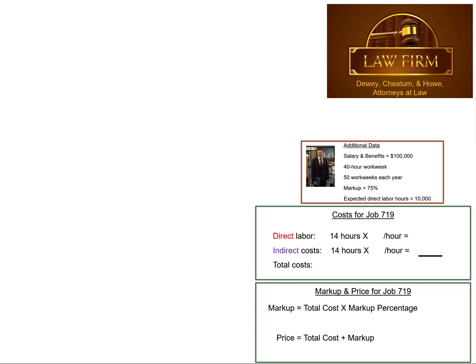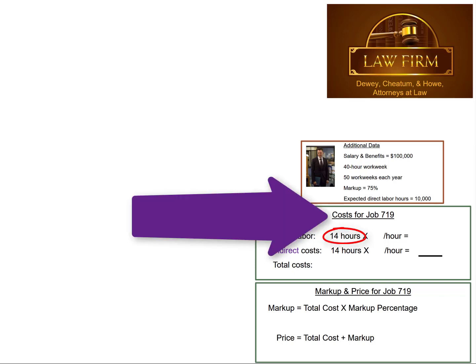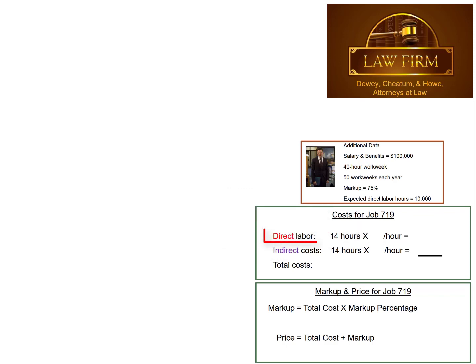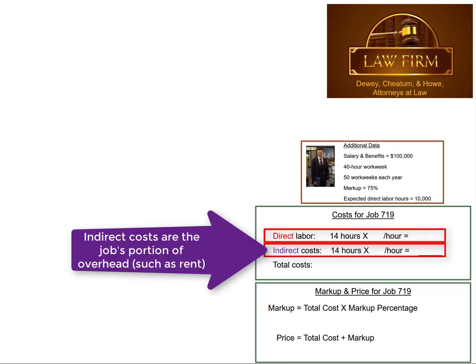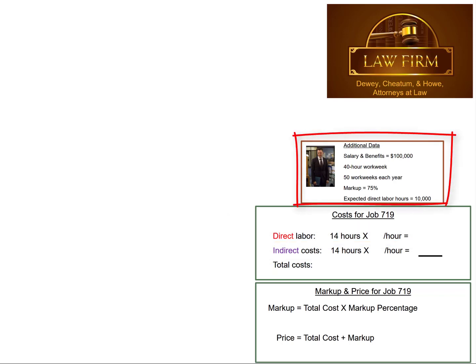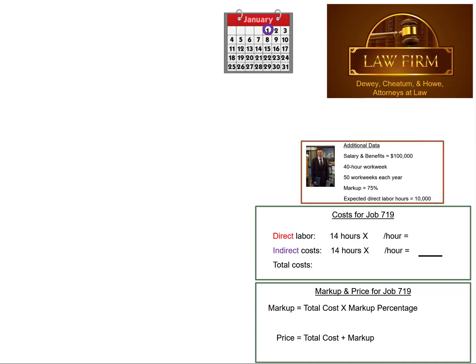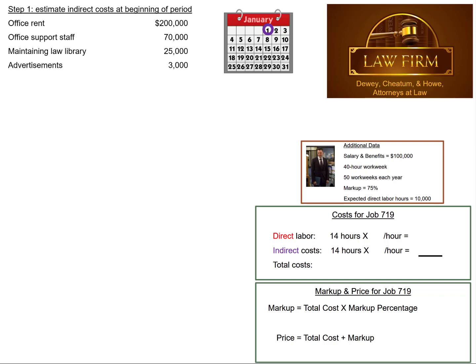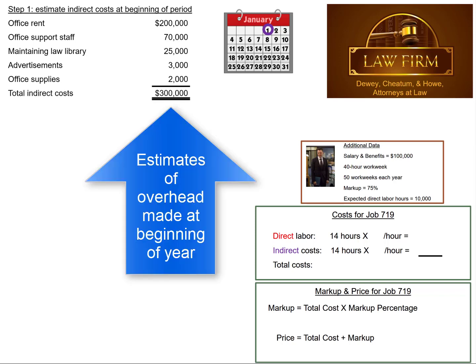So our goal is to determine the cost of job 719, which involved 14 hours of the lawyer's time. We need to calculate the direct labor cost and the indirect cost, which is the job's portion of the overhead costs. Notice we also have an additional data box, which we will use later. At the beginning of the year, the law firm must estimate their overhead, also known as indirect costs. So they estimate their office rent, cost of the support staff, the law library, advertisements, and office supplies for a total of $300,000 of indirect or overhead costs. These are also called period costs, meaning they are not associated with making a product and therefore will be expensed in the year they were incurred.